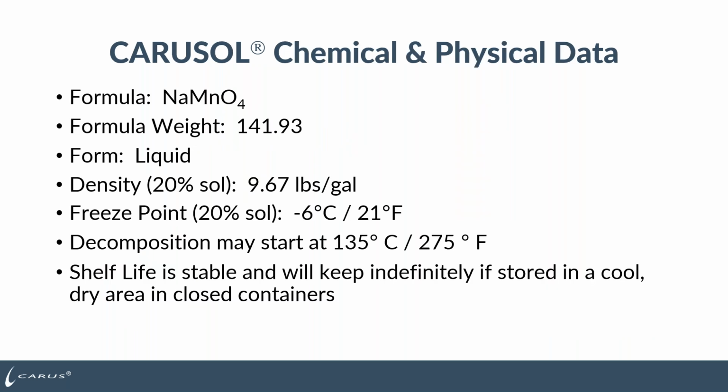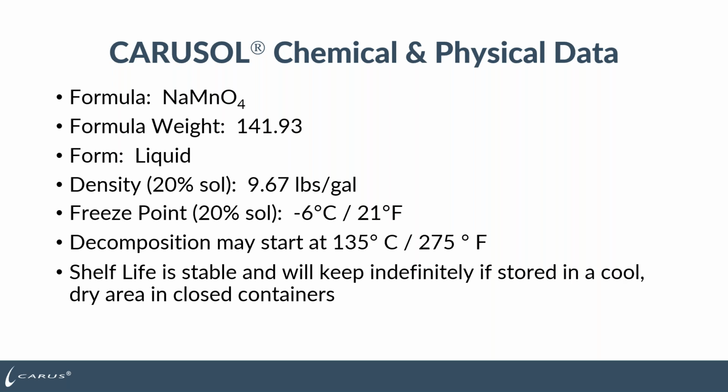Now in the case of Carus sodium permanganate, chemical formula NaMnO4, you're always going to see this in the liquid form. So with Carus potassium permanganate, you always see it in the dry form. Carus sodium permanganate you're always going to see in the liquid form. It is sold at 2 grades, 20 and 40%. The shelf life for the liquid is the same as the dry. It will keep indefinitely if stored in a cool, dry area in closed containers. So if you buy 20% or 40% today, a month from now, a year from now, 3 years from now, it's going to be that exact same concentration. So it does not lose strength.